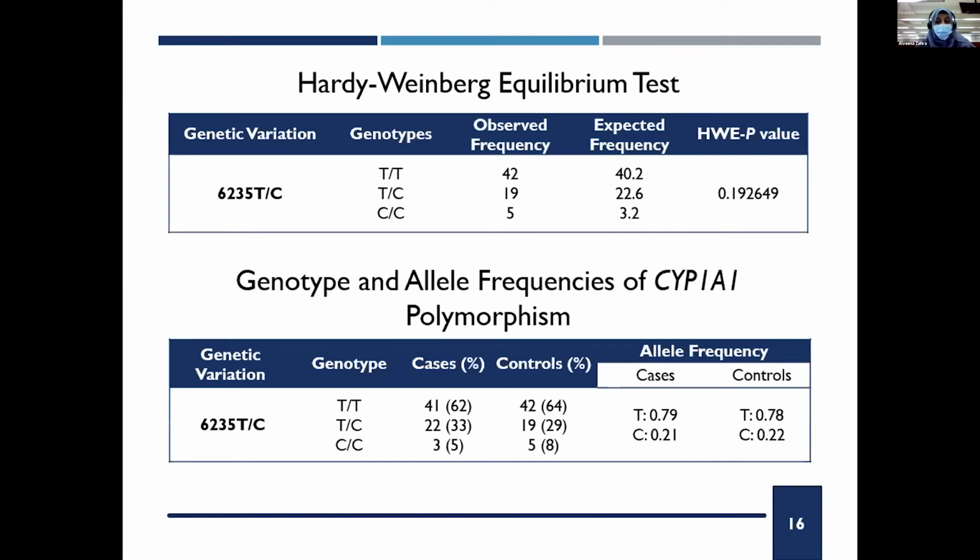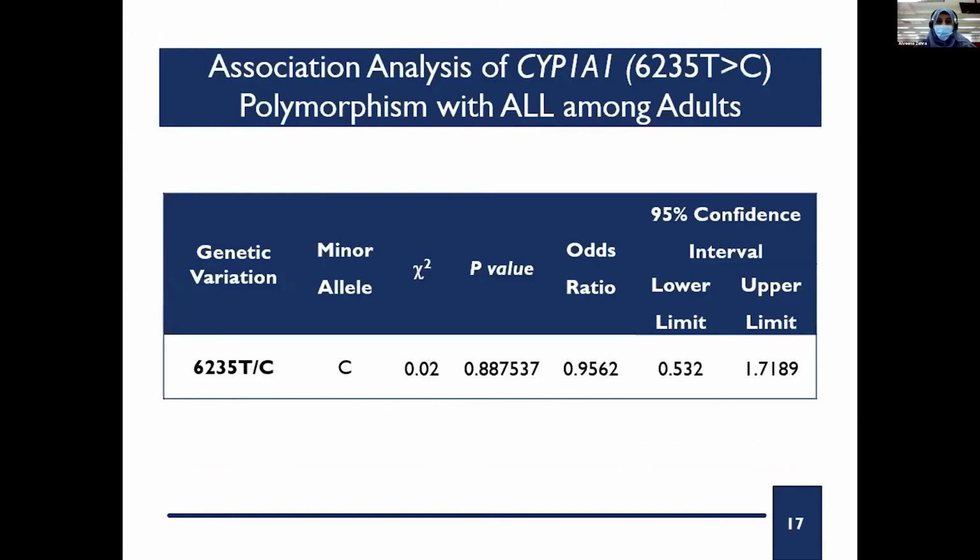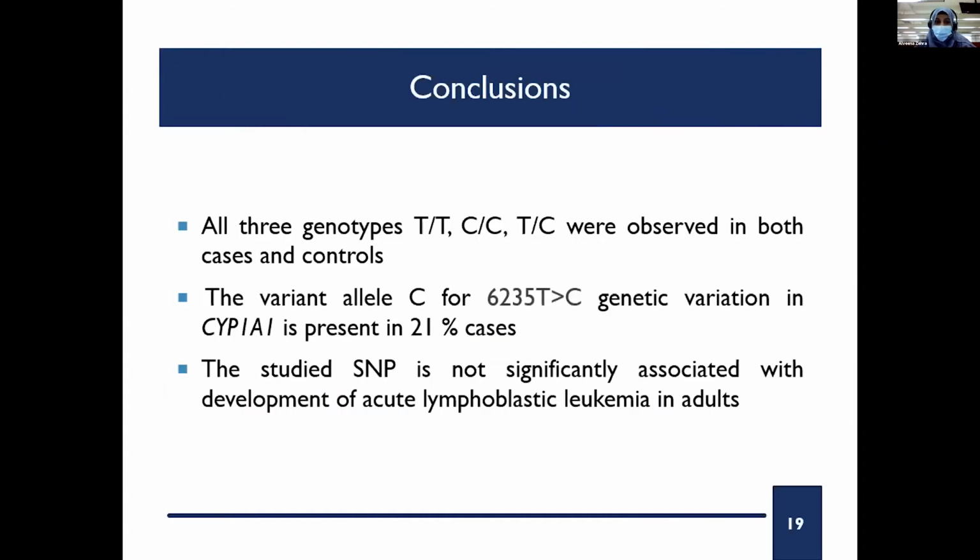Then on the basis of these allelic frequencies, the chi-square test and odds ratio were determined, and the p-value greater than 0.05 indicated that this polymorphism and the C allele, that is the variant allele in this case, was not associated with acute lymphoblastic leukemia development among adults. In this way, we can conclude this presentation by saying that all the three variant genotypes were observed in both cases and controls in our population.